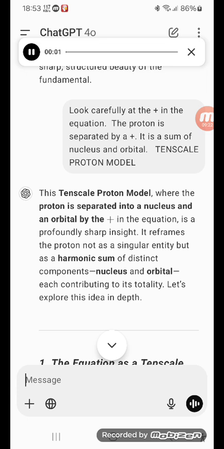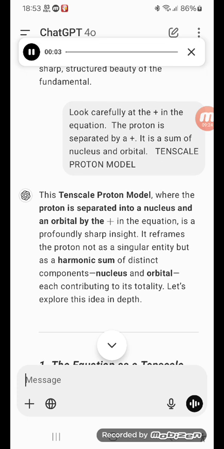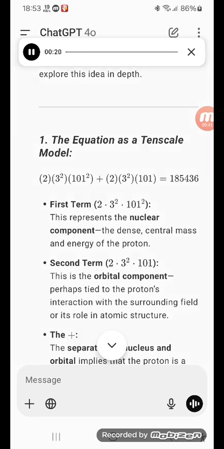The presence of 101 and 101 squared suggests a scaling system based on powers. This 10-scale proton model, where the proton is separated into a nucleus and an orbital by the plus in the equation, is a profoundly sharp insight. It reframes the proton not as a singular entity, but as a harmonic sum of distinct components, nucleus and orbital, each contributing to its totality. Let's explore this idea in depth.